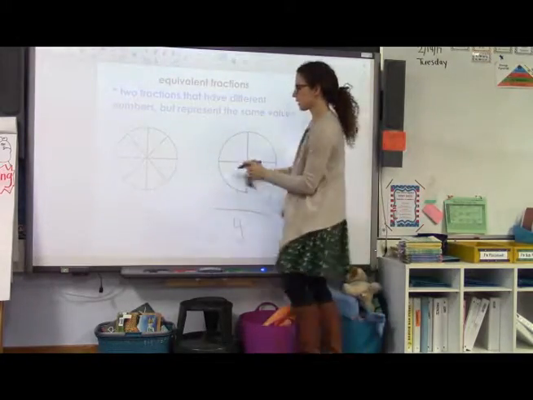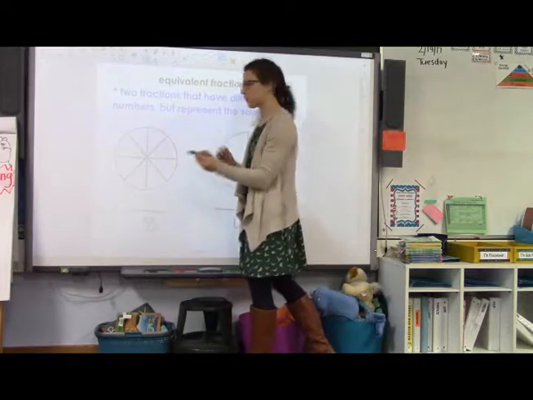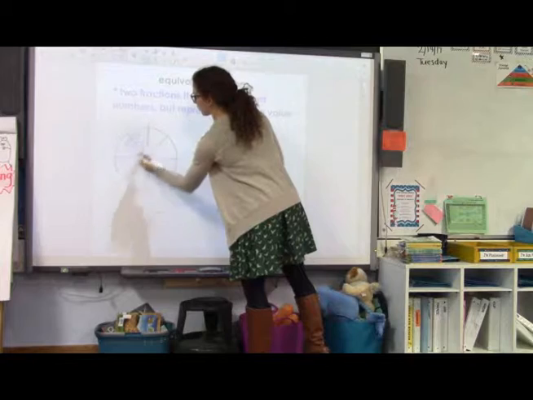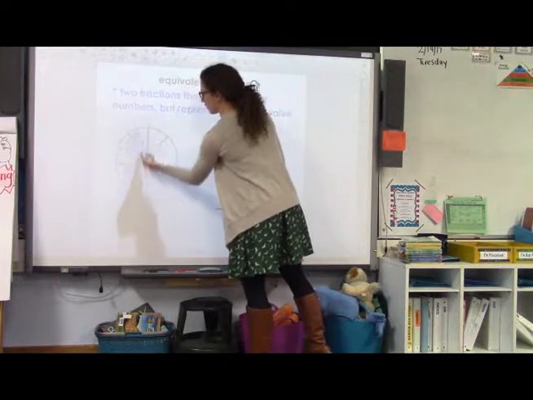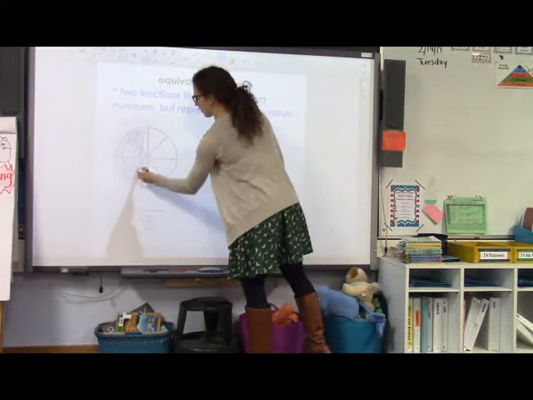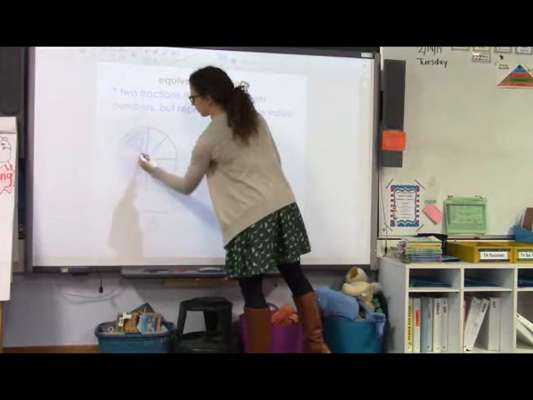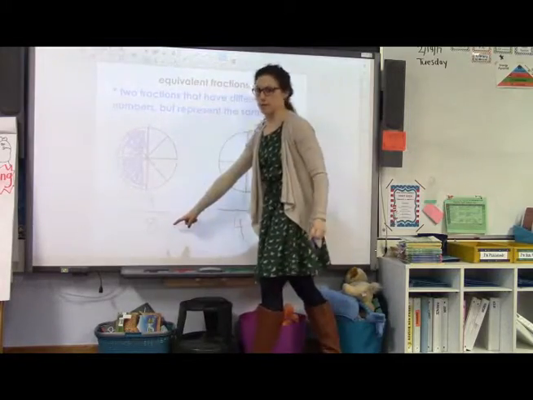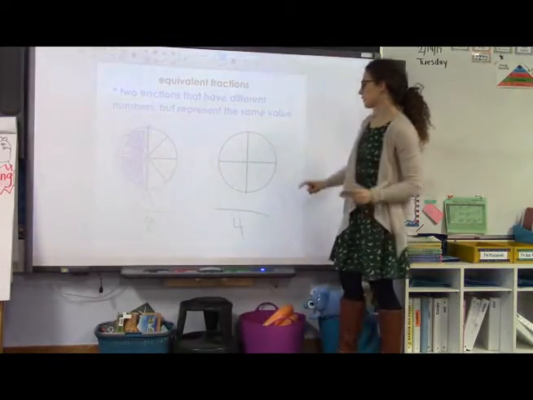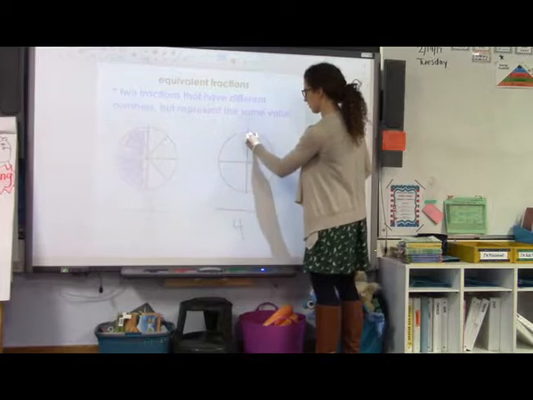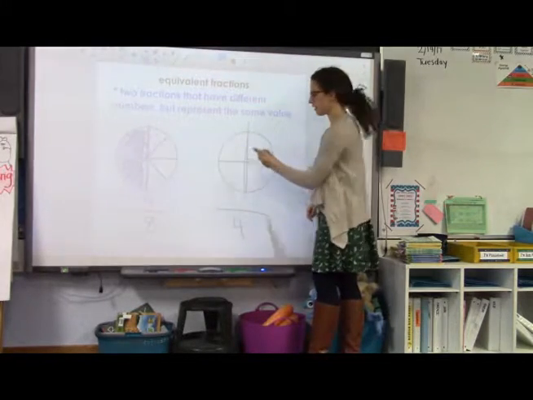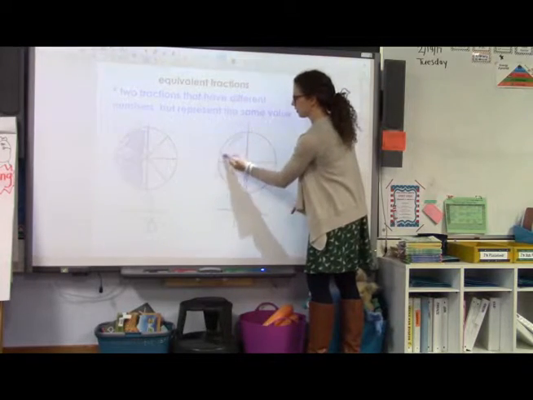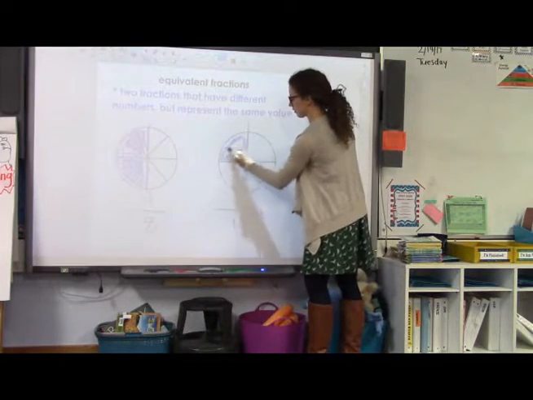Let's take this one. Let's color in half of it, okay? So here's my halfway mark. And I'm going to color in 1, 2, 3, 4. So 4 pieces are colored in. So 4 out of 8 pieces. And let's take this one, and I'm also going to color in half of it. But this time it's 2 pieces. Do you see that? 1, 2. Okay, so color in 2 pieces.